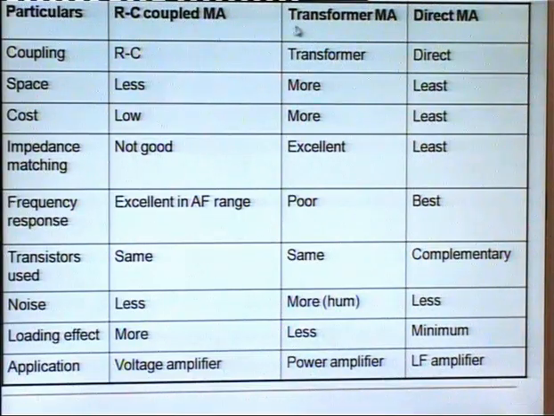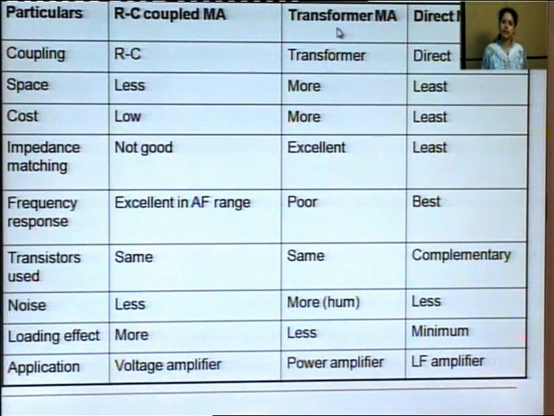This is the table showing the comparison or differences between the three types of multistage amplifiers: RC coupled multistage amplifier, transformer multistage amplifier and direct coupled multistage amplifier. The first difference depends upon the coupling, that is how your first stage is coupled to the second stage. In RC coupled you are using RC coupling, that is a combination of capacitor and shunt resistance is employed. In transformer coupled multistage amplifier, the coupling is with respect to your transformer. And in your direct multistage amplifier, you are not employing any reactive components such as resistances, capacitances and transformer. The first stage is directly coupled to your second stage.